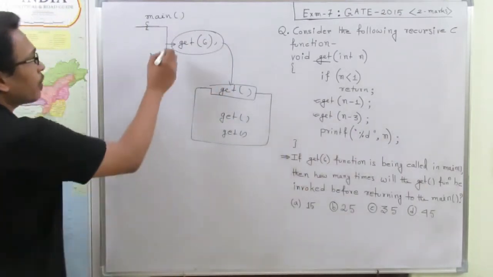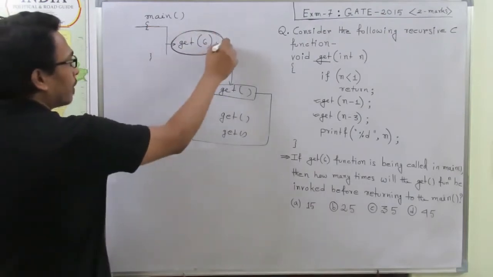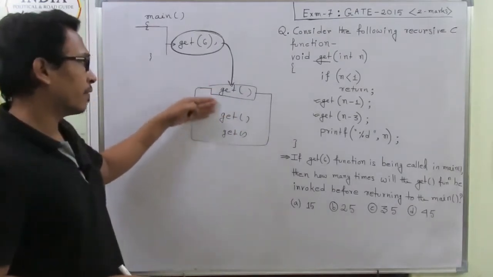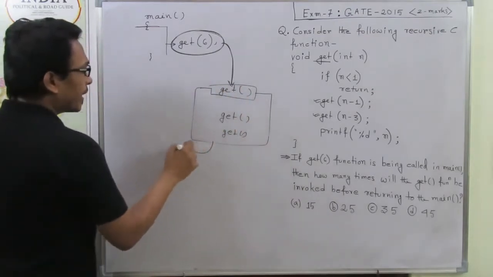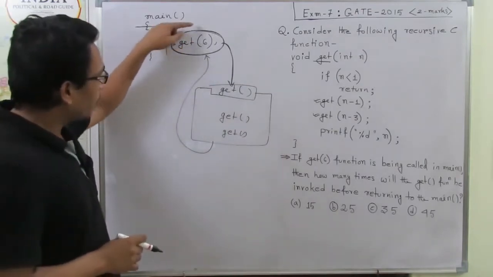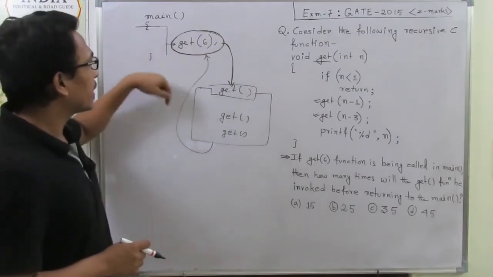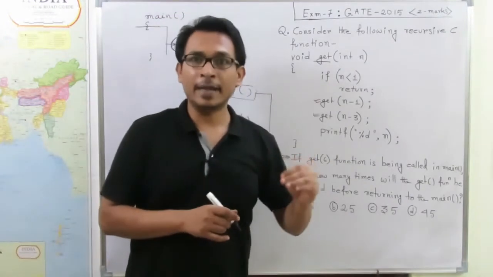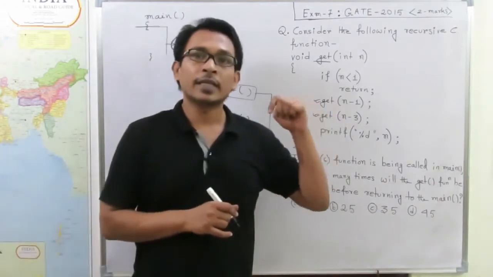That means when we call the get function, the execution of the program will come into the get function and start executing it. And after completion of this get function, the control again returns back to the main function. Now the question is, after getting this call and until it returns back to the main function, within this duration how many times do we call this get function? They want to know that particular number.